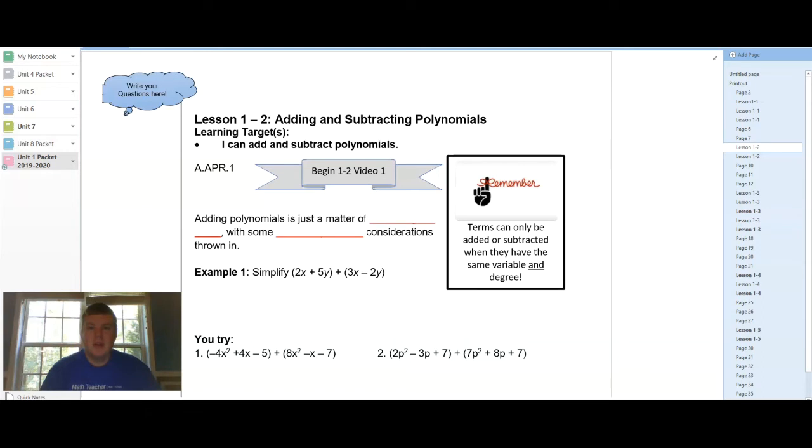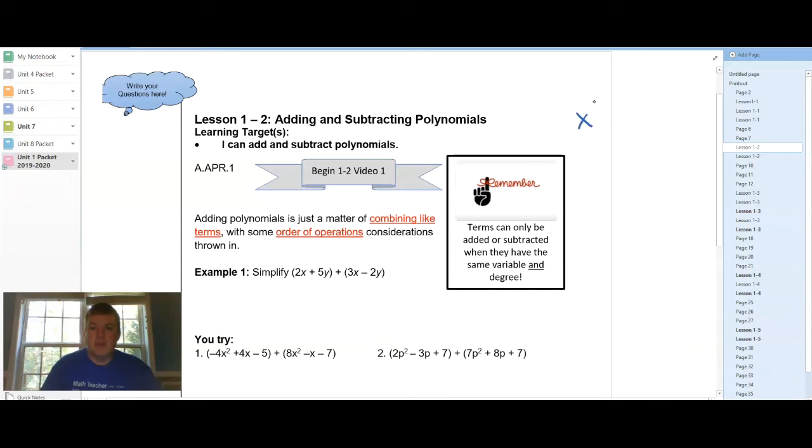In this video, we are going to focus on adding polynomials. So when we're going to add polynomials, it's a matter of combining like terms with some considerations about the order of operations. So one thing we need to talk about first is what is a like term. A like term is any expression that has the same variable and the same exponent.